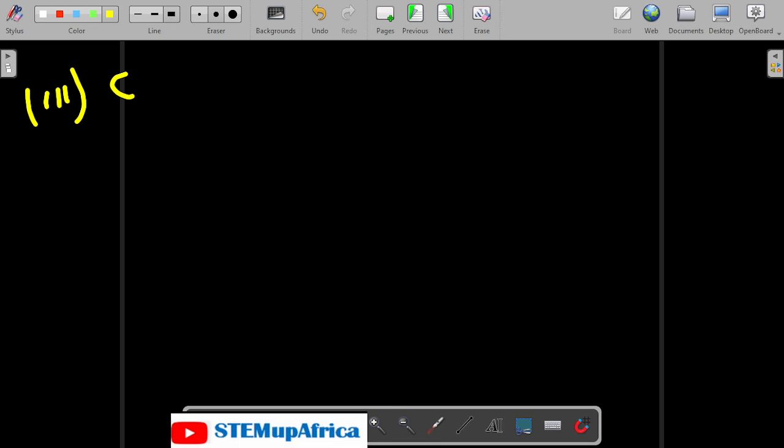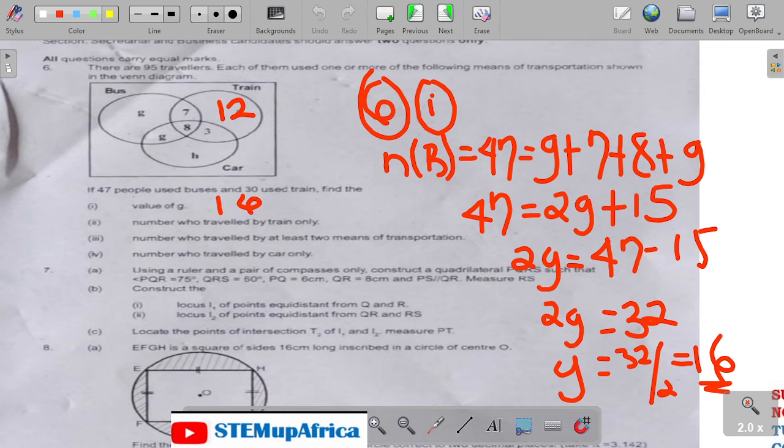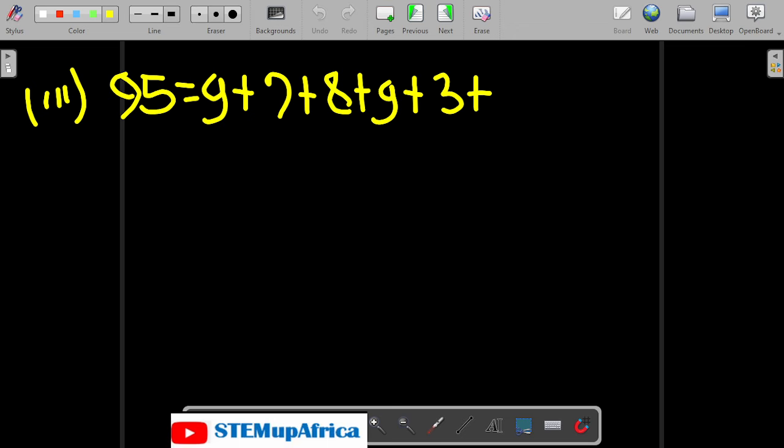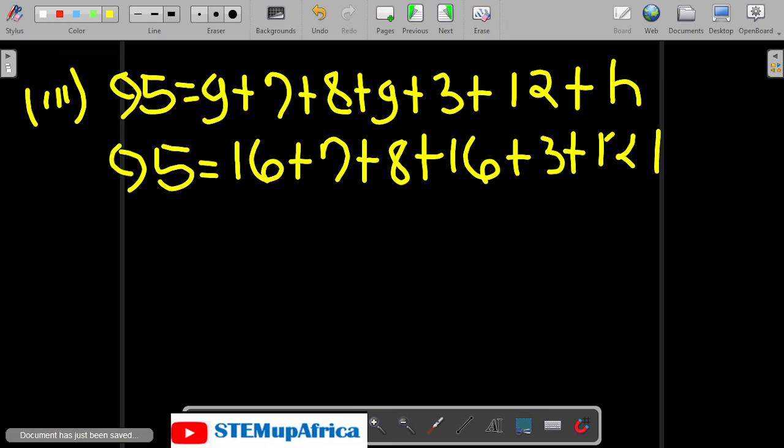So I have 95 is equal to g plus 7 plus 8 plus g plus 3 plus 3 plus 12 plus h plus 3 plus 12 plus h. So 95 will give me, when that g is 16, 16 plus 7 plus 8 plus another 16 plus 3 plus 12 plus h. So 95 will give me what?